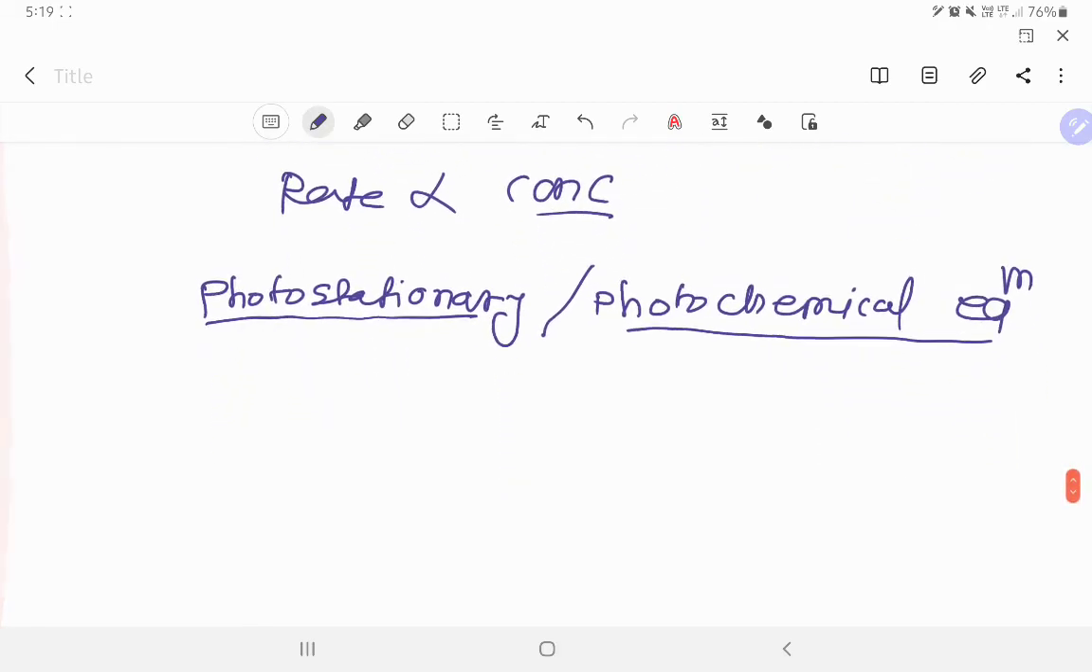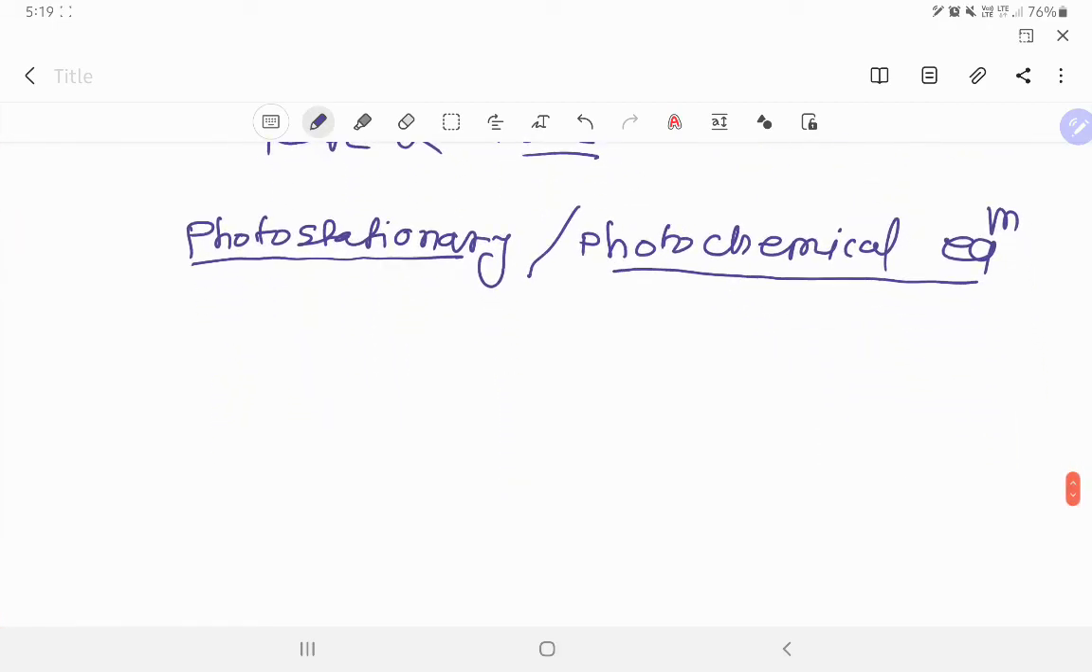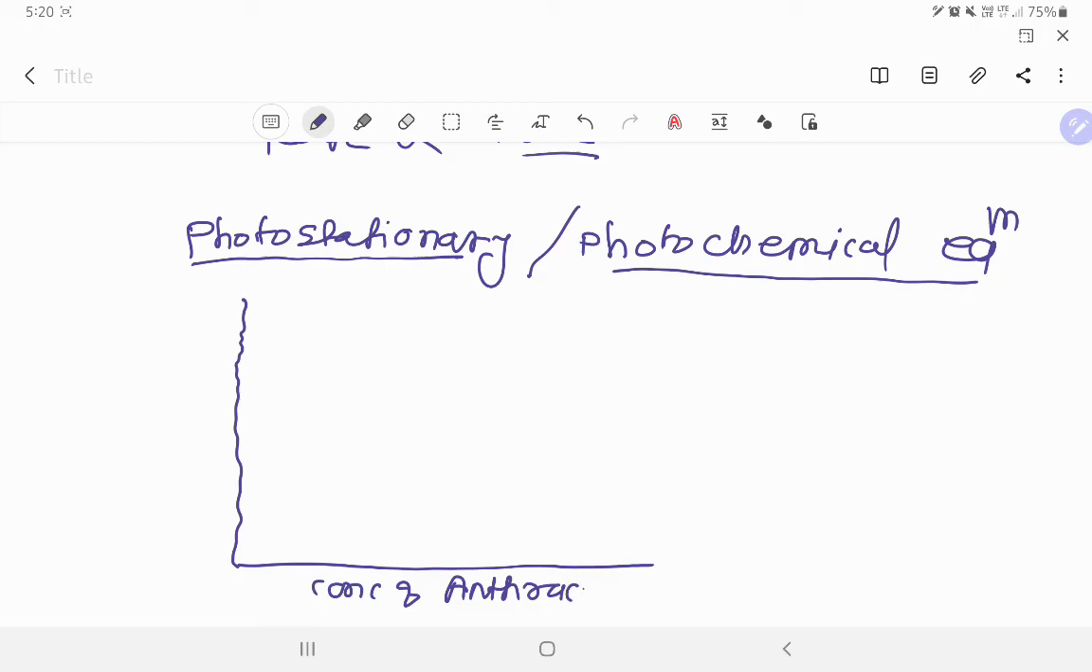No doubt anthracene is a fluorescent molecule. It emits radiation. If we increase the concentration of anthracene, what happens? Fluorescence decreases. Why does fluorescence decrease? There is an increase in dimerization.